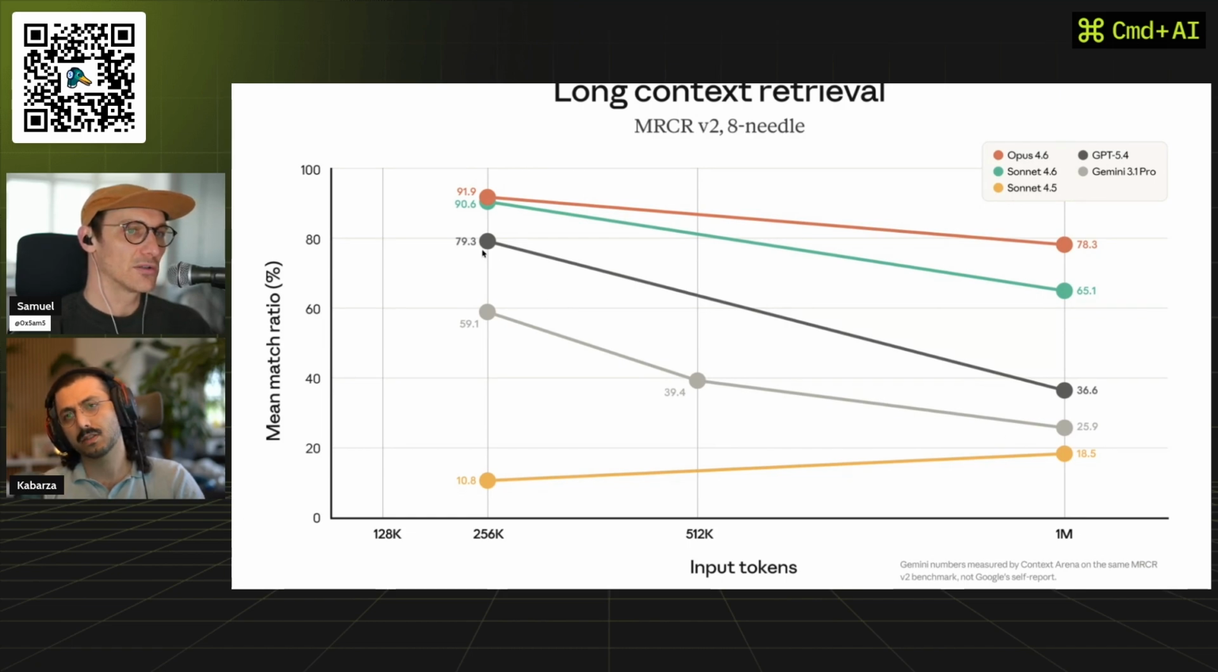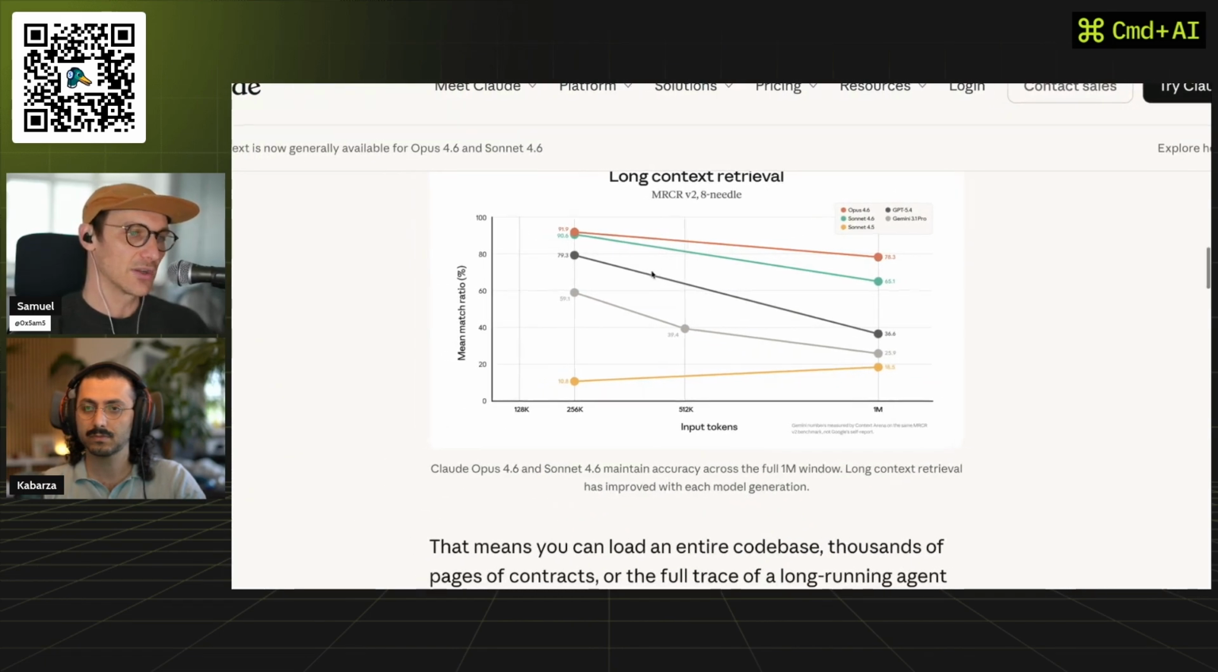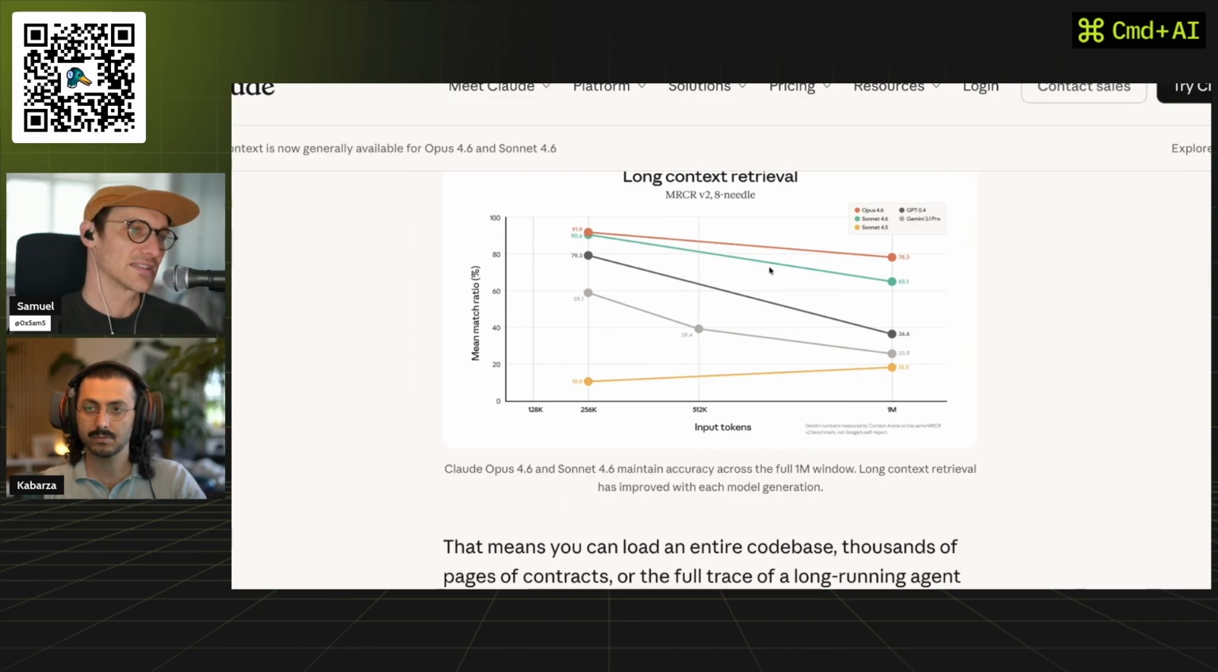And then you've got GPT 5.4, which gets massively dumber as you increase past 256. And you've got Gemini 3.1 Pro, which also gets significantly dumber. So I think they hold better intelligence. But the rule of thumb here is really just, if you don't need to, don't push it to that 1 million. But it's nice to know that if you do, it's still going to be performing quite nicely.